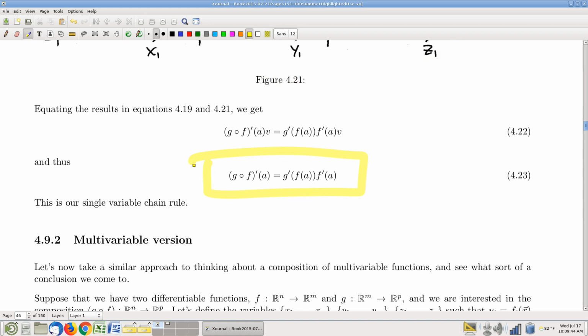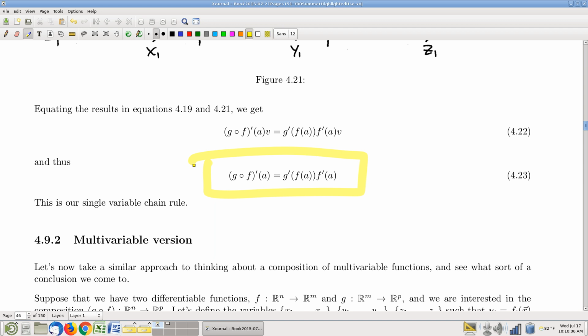This is the Newton notation for the single variable chain rule. Of course, the Leibniz notation, dz dx equals dz dy times dy dx, has its appeal. It has its moments. But I want to use specifically the Newton notation here. How are we doing? Is everybody on board? Okay.